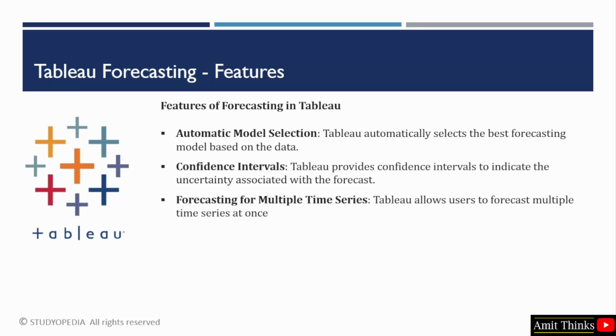Tableau allows you to automatically select the best forecasting model based on the data. When you connect your data source and forecast, it will automatically select the best model. With that, it will also add confidence intervals to indicate the uncertainty associated with the forecast. Consider a confidence interval as a range of values that is likely to contain the true value of the forecasted data point. It gives an estimate of the uncertainty or variability around the forecast.